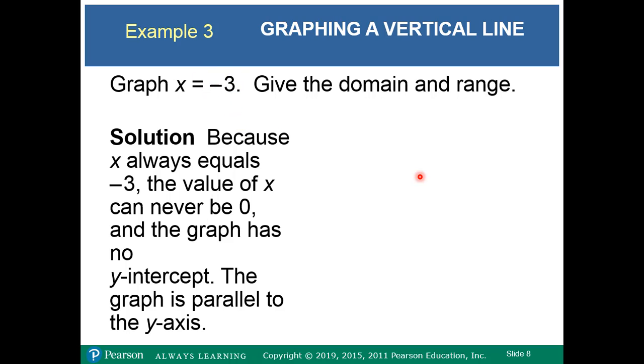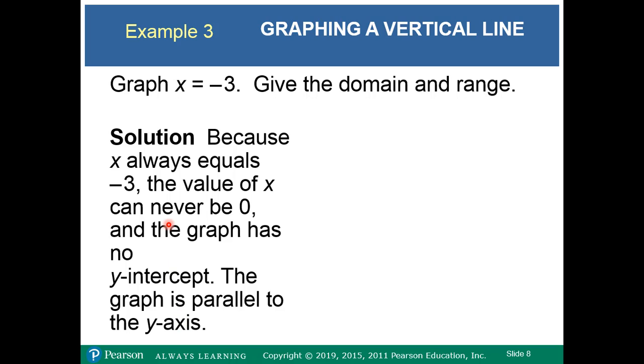So if you think about it, if you go up and down the y-axis, no matter what value of y you use, x is still going to be negative 3. So this is going to be a vertical line, right? Since x always equals negative 3, the value of x can never be 0. So therefore, there's no y-intercept for this case. The graph is parallel to the y-axis. That's another way of looking at it.